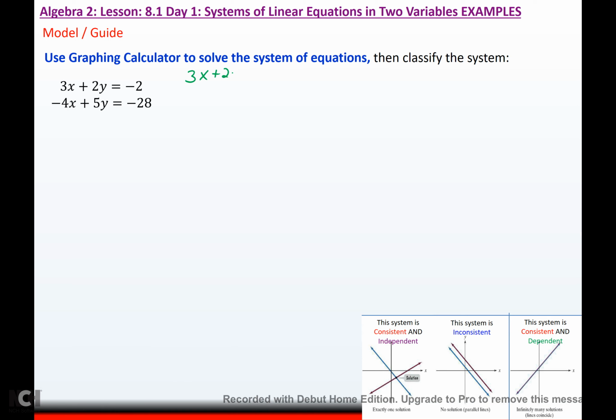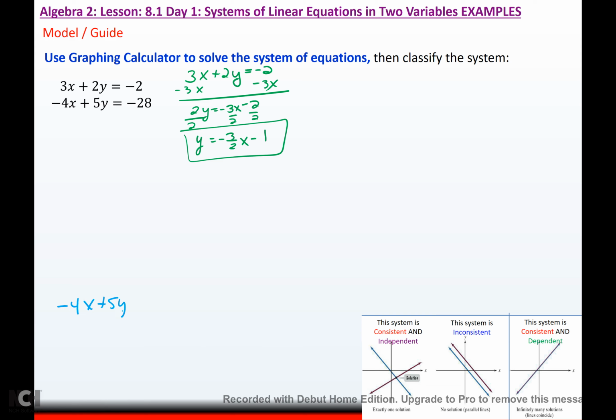So if I take 3x plus 2y equals negative 2 and subtract 3x, I get 2y equals negative 3x minus 2. Divide by 2, I get y equals negative 3 halves x minus 1. There's one of them. To get the second one, I've got to get y alone. I have negative 4x plus 5y equals negative 28. Add 4x, I get 5y equals 4x minus 28. Divide by 5, I get y equals 4/5 x minus 28/5.